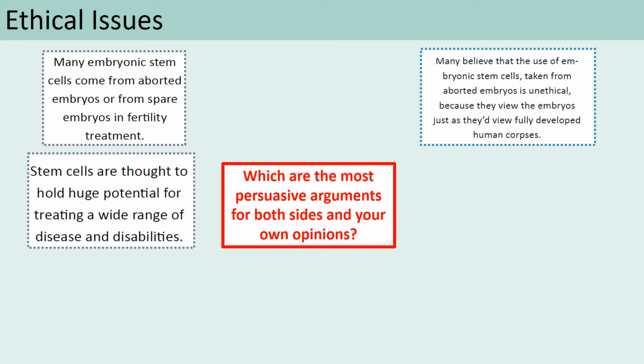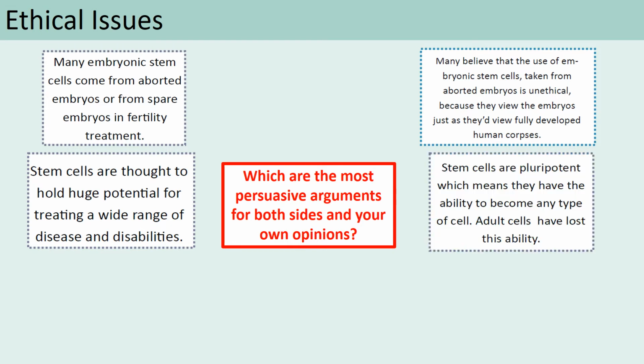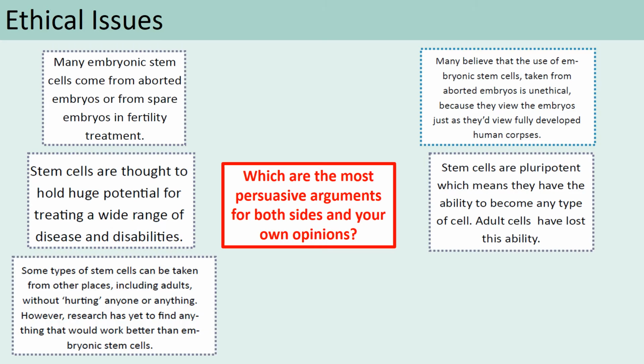Stem cells are thought to hold huge potential for treating a wide range of diseases and disabilities, such as paralysis and diabetes. There's a huge amount of diseases that could benefit from this. They're pluripotent, which means they have the ability to become any type of cell, whereas adult stem cells, coming from adult tissue, lose their ability. They only have a small spectrum of cells that they can become, whereas embryonic stem cells can become anything. Some types of stem cells are taken from other places without hurting anyone or anything, but they don't work as well as embryonic stem cells.